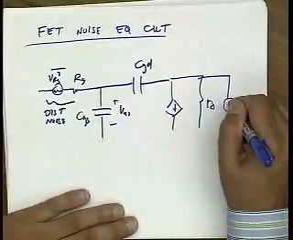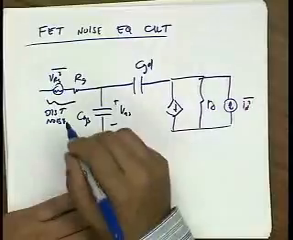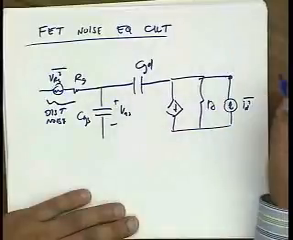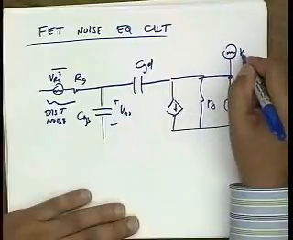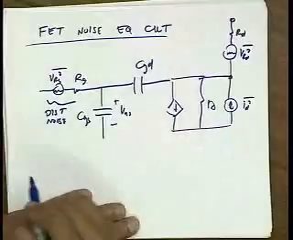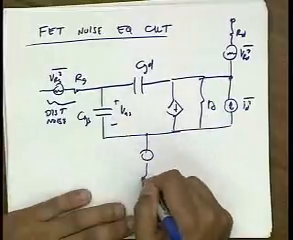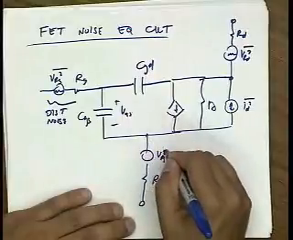Again, you have RO, but RO is not a real resistor. It's a modeling resistor, so it does not generate noise. But you do have the noise of the channel. That's the drain noise. And then again, you have drain resistance, which is physical and generates noise, and source resistance, which is physical and generates noise.